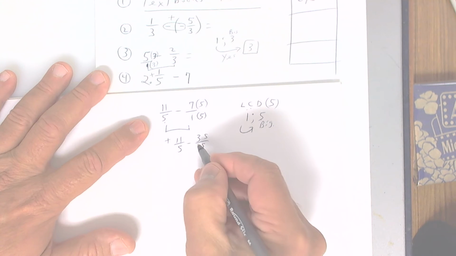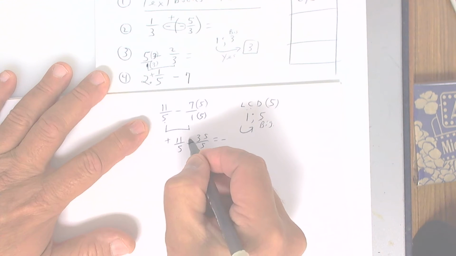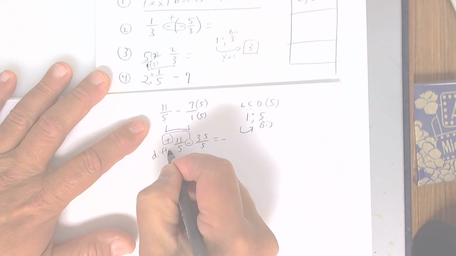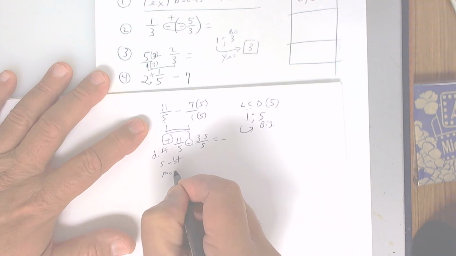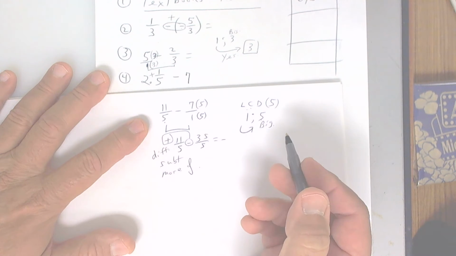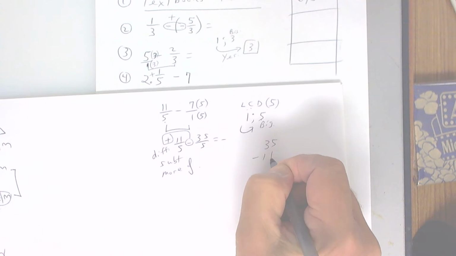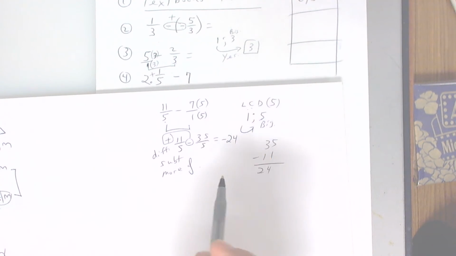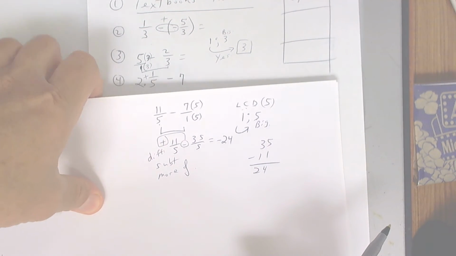Now here you have more minuses. So your answer is going to be a negative. But since the signs are different, you have to subtract and keep the sign you have more of. In this case, 35 minus 11 is going to be 24, but it's going to be a negative 24 because I have more negatives. All right, let's keep moving.